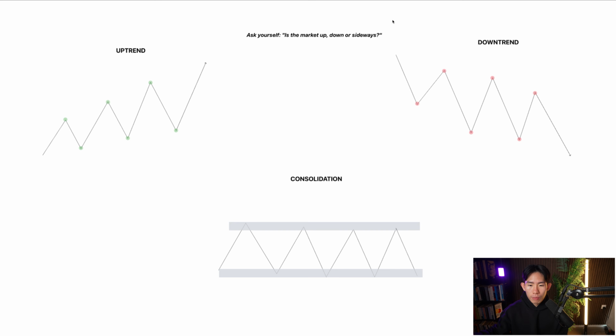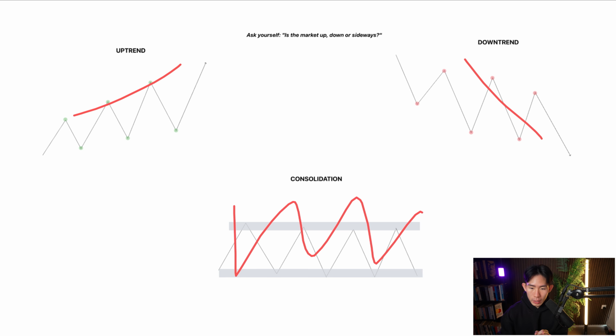At the simplest level, market structure is simply the pattern of highs and lows that price tends to leave behind when it moves. And those highs and lows will tell you whether the buyers are in control or the sellers are in control, or neither side has any control whatsoever. Remember, like what I mentioned in the previous lesson, at any given moment, the market can only move in 3 ways. It can either go up, down, or sideways.